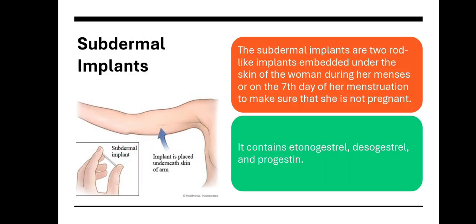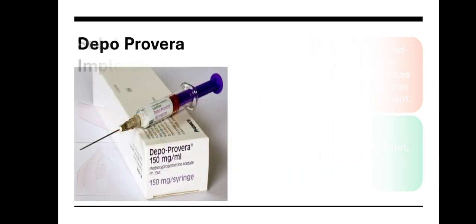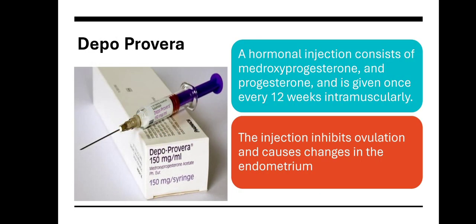Subdermal implants. The subdermal implants are 2 rod-like implants embedded under the skin of the woman during her menses or on the 7th day of her menstruation to make sure that she is not pregnant. It contains etonogestrel, desogestrel, and progestin. Hormonal injections. Depo-Provera. A hormonal injection consists of medroxyprogesterone and progesterone and is given once every 12 weeks intramuscularly. The injection inhibits ovulation and causes changes in the endometrium.